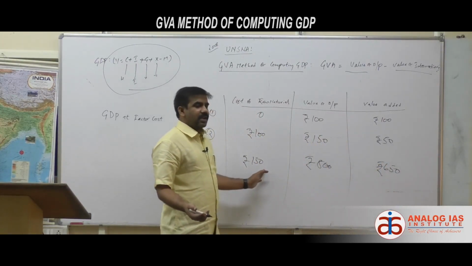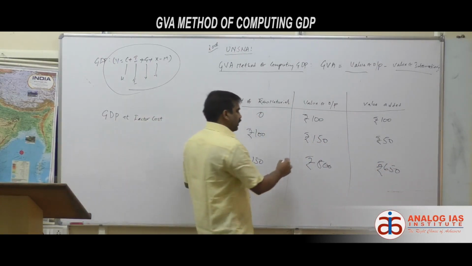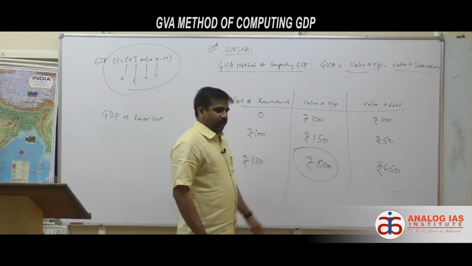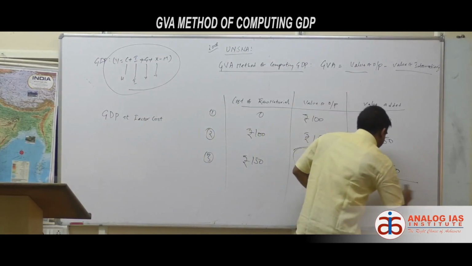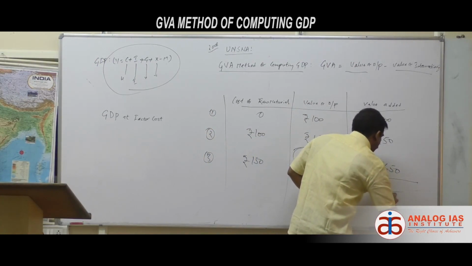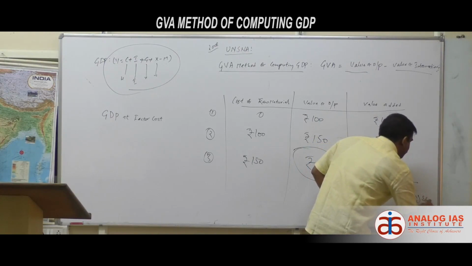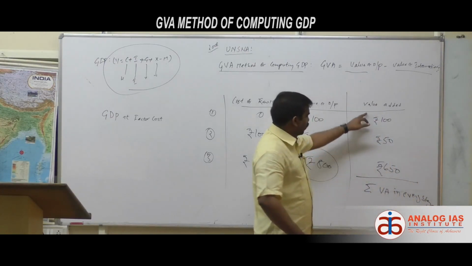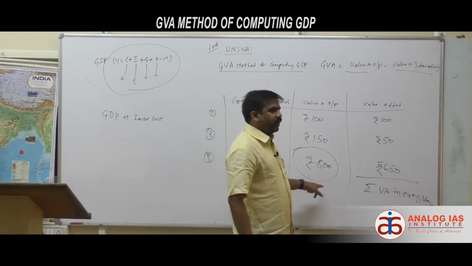So here in this case, if you want to calculate the total worth of output in this country, you can take the total output, 800. Or you can also calculate the total output by summing up the value added in each and every stage of production. So what is the total value added? 650 plus 100 plus 50 is again 800.